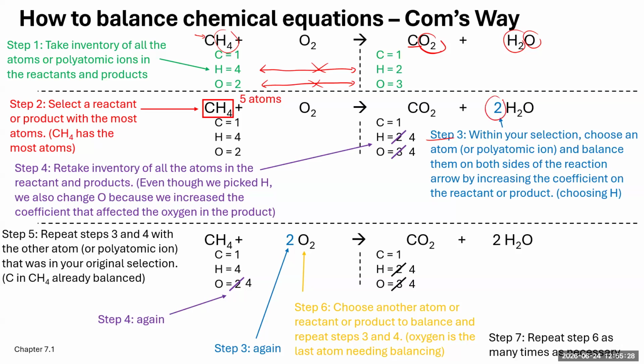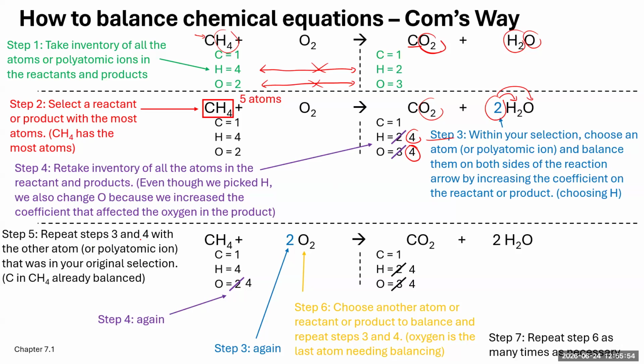So I chose 2. Now we have 4 hydrogens, but we also now have 2 oxygens here, 2 oxygens here. So now we have 4 oxygens total. So we have to redo inventory because we changed that coefficient. That's what we did there. We retook inventory and we had to increase the oxygen as well.